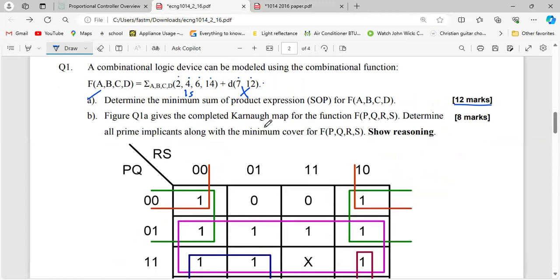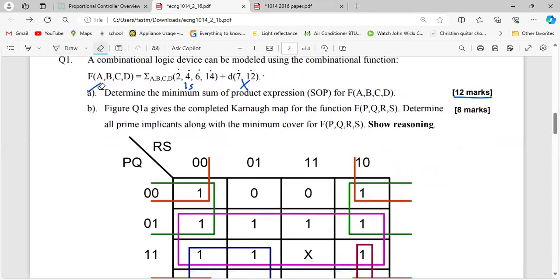So I go back. Question 1B, right? Alright, so let's go into it. So they said Figure 1A is a completed column map with four bits. Determine all the prime implicants along with the minimum cover.